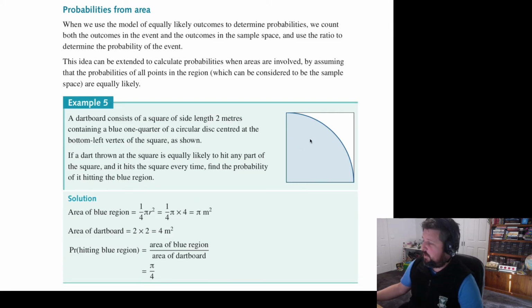So the probability of hitting this blue bit is the ratio between them. So again, it's the area of the blue region, which we worked out was pi, divided by the total area of the square, or the whole dartboard, which was 4. So the probability of hitting that blue region was pi on 4.